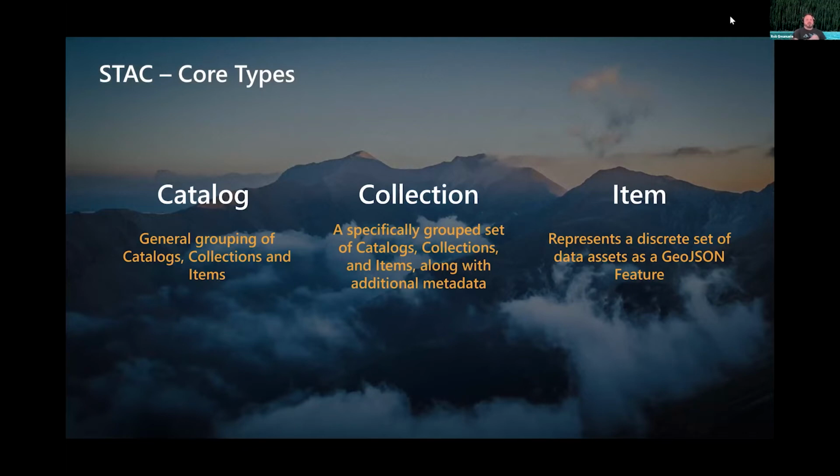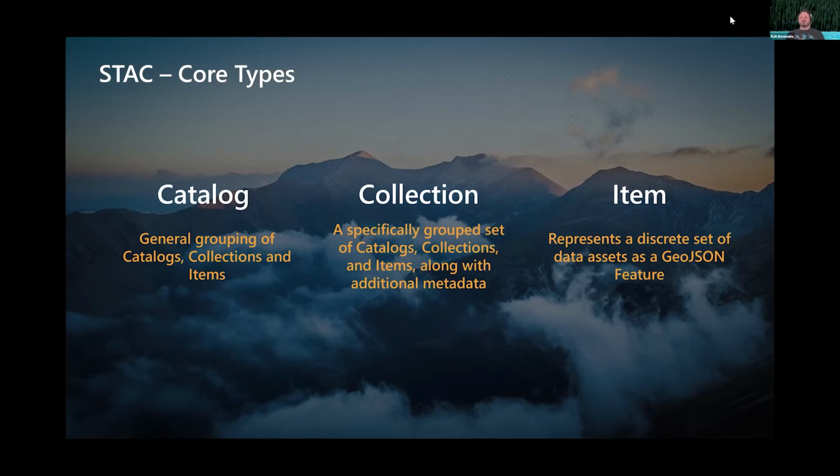So the core of STAC is these three types, pretty general and easy to get confused: catalogs, collections, and items. Catalogs are really just any grouping of the other types of things. A collection is much like a catalog, but it also provides additional metadata and is usually grouped by a specific sensor, like you'd have a Landsat collection or Sentinel collection or GOES collection.